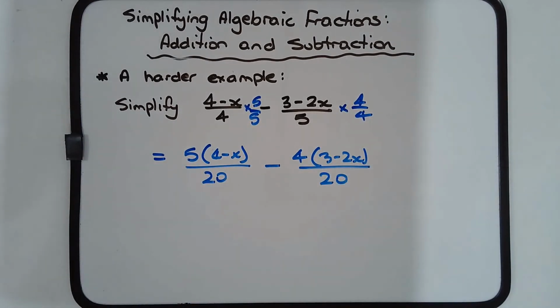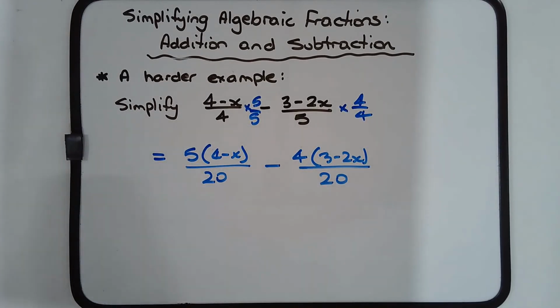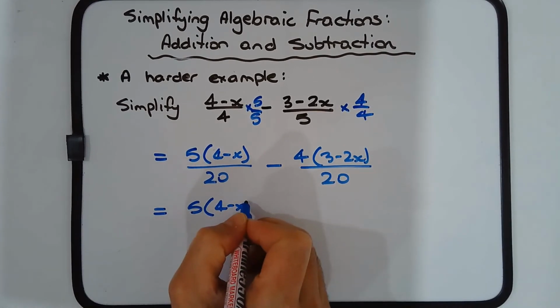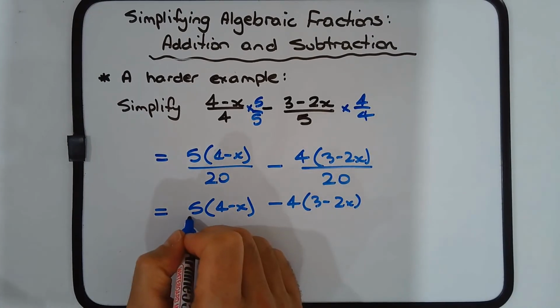over 20. Now that the denominators are the same, we can combine the two fractions together. So that equals 5 outside of 4 minus x minus 4 outside of 3 minus 2x, all over 20.